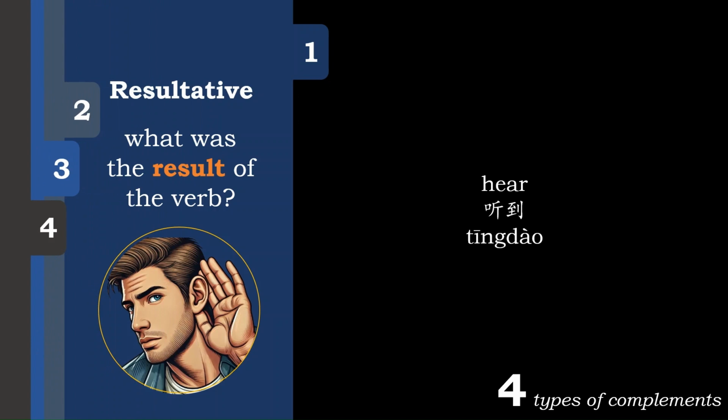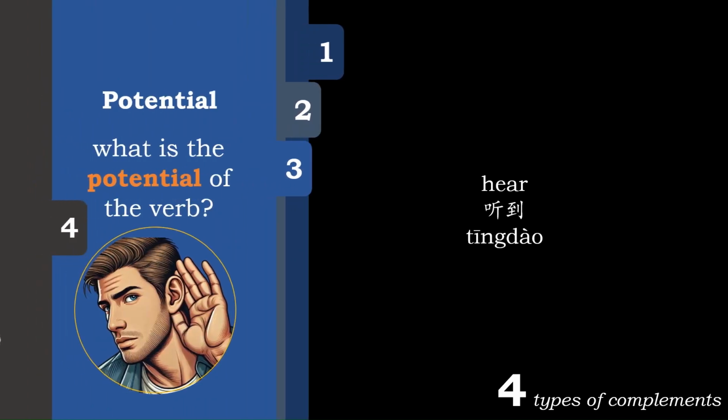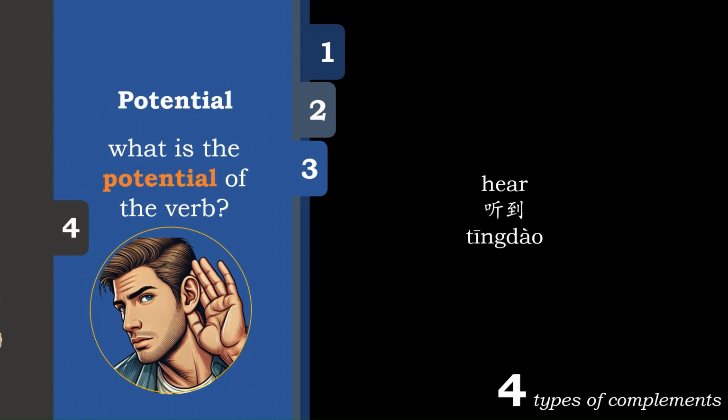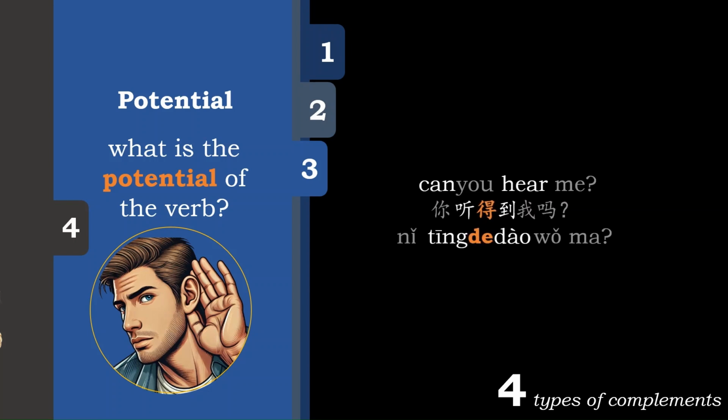But what we want to know now is what is the potential of the verb 听到? In other words, can it be done or not? If it can be done, we would say 听得到, can hear. If it cannot be done, we would say 听不到, cannot hear. So, can hear, 听得到. Can you hear me?